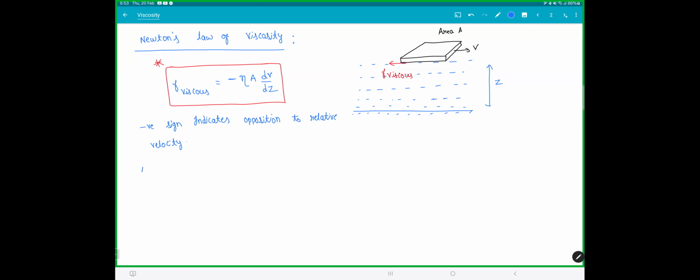A is the area in contact with the liquid, so how much area you're touching. If you remember, in friction, friction was independent of the area in contact. It depended only on mu times N. It didn't depend on how big the area was. But here it actually depends on area. The bigger the surface, the more friction you get. Eta is the coefficient of viscosity.